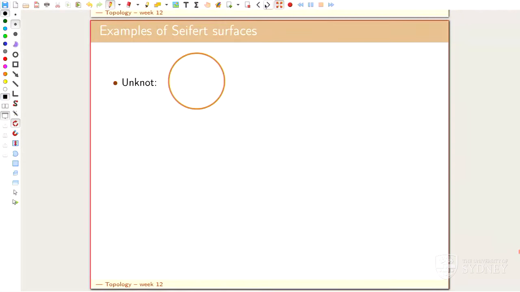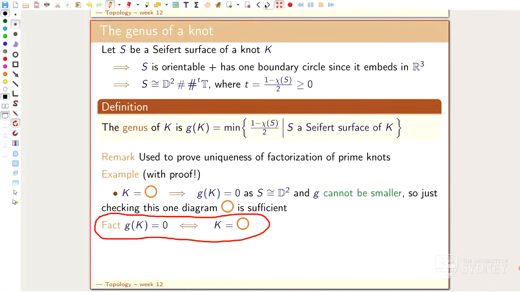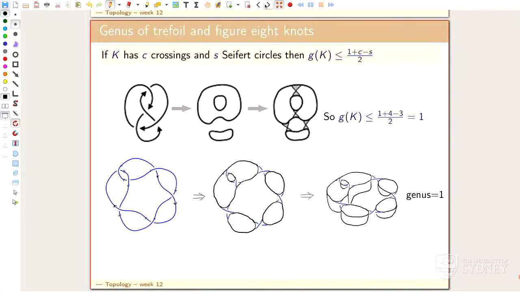So what is now the result? The genus is smaller than 1 plus 4 minus 3, over 2. And if I'm not completely miscounting, this should be 1. So the genus is smaller than or equal to 1. And we know it can't be 0 because this is not the unknot. So it actually is 1 in this case.